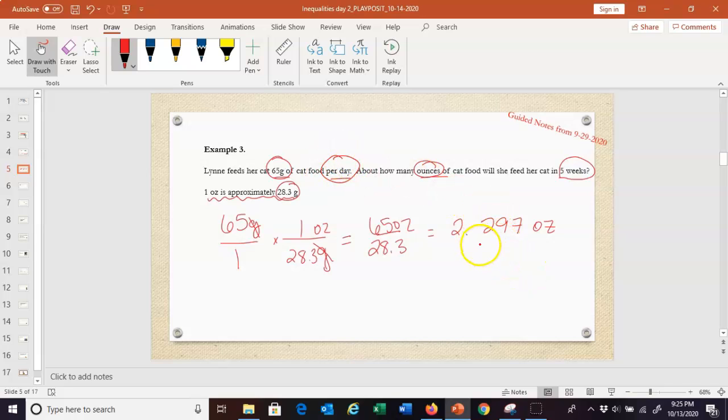So there's kind of a few ways to do this. I'm just going to go step by step. If this is for one day, how much is it for 7 days? Because there are 7 days in a week. So I'm just going to multiply this by 7. And that gives us 16.08 approximately. So that's in 1 week, right? But it wants to know in 5 weeks. So we're going to multiply this by 5. And the final answer is 80.39 ounces in 5 weeks.